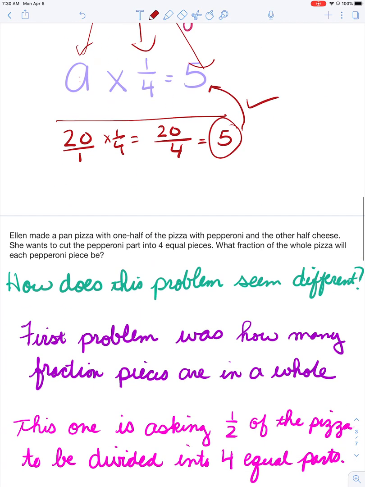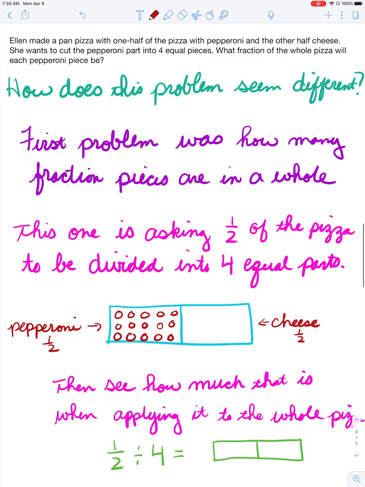Great job. All right, now let's look at division, how to divide in a little bit of a different way. So in this word problem, Ellen made a pan pizza with 1/2 of the pizza with pepperoni and the other half with cheese. She wants to cut the pepperoni part into 4 equal pieces. What fraction of the whole pizza will each pepperoni piece be?